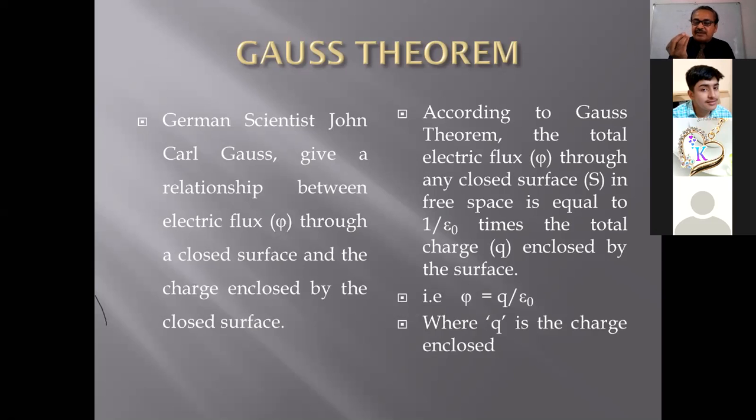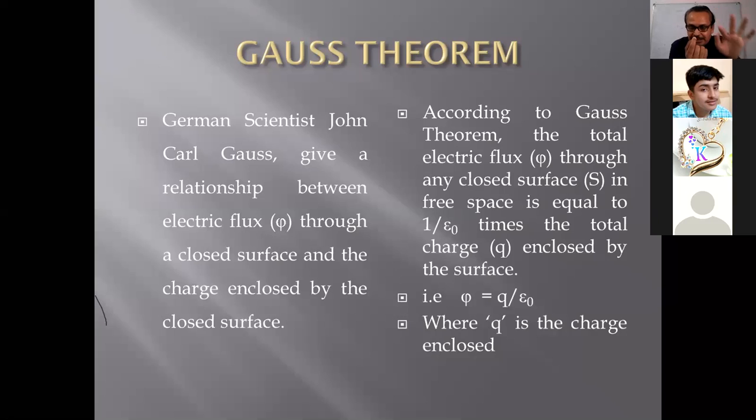Suppose a surface is having a point charge Q. The surface formed will be a sphere. This is clear. It means that the sphere is enclosing point charge Q.